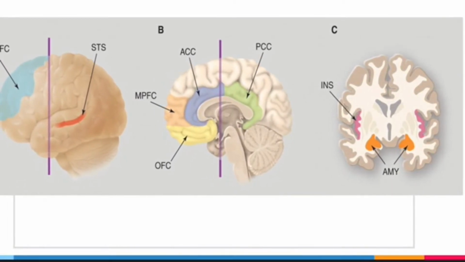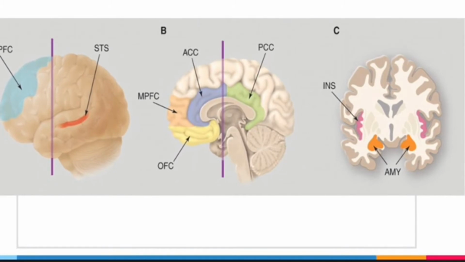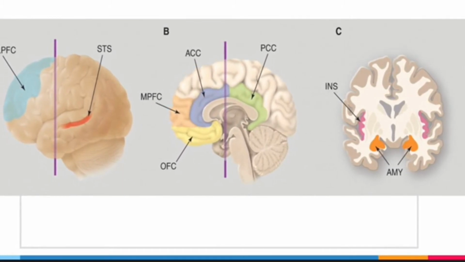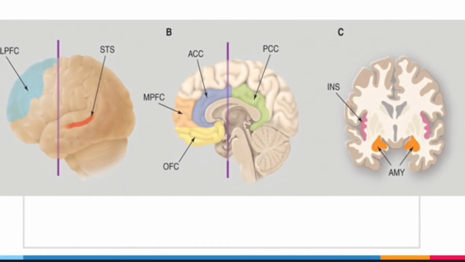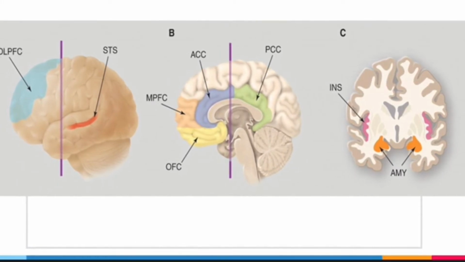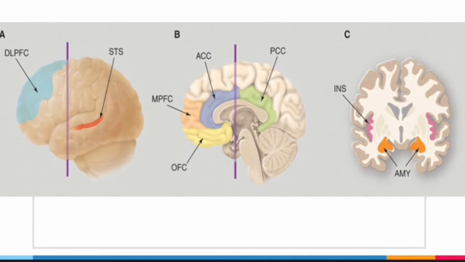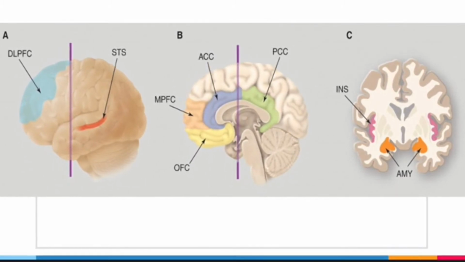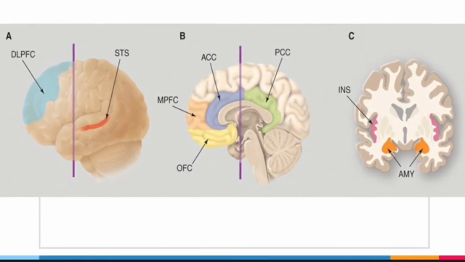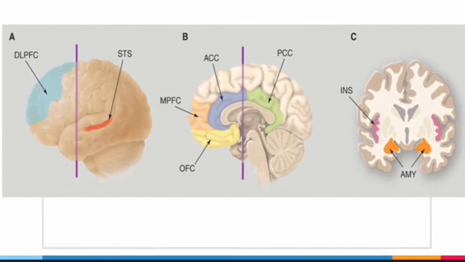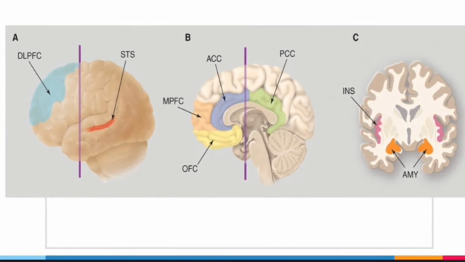in the previous slide. Located in the center, image B, the ACC is the anterior cingulate cortex, the OFC is the orbitofrontal cortex, and then looking to the C image on the right, the pink is the insula, and then the orange here at the bottom, that is the amygdala.